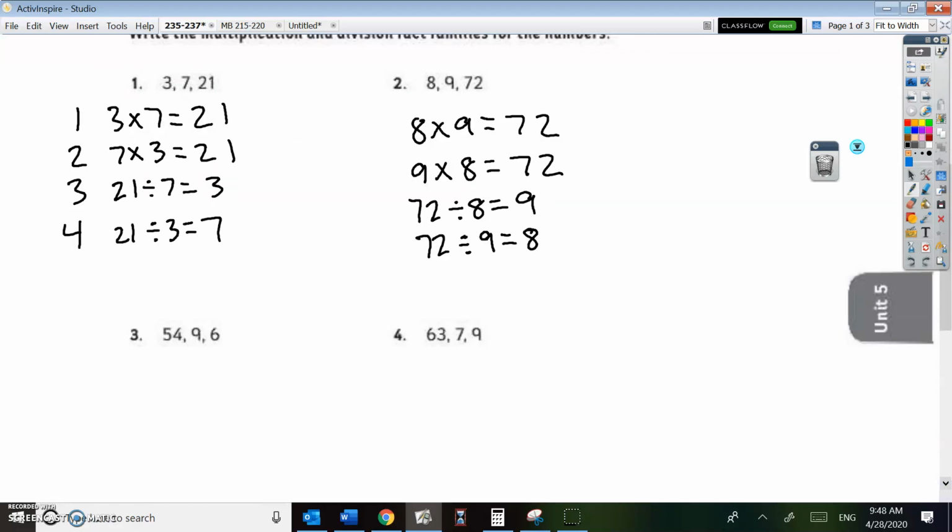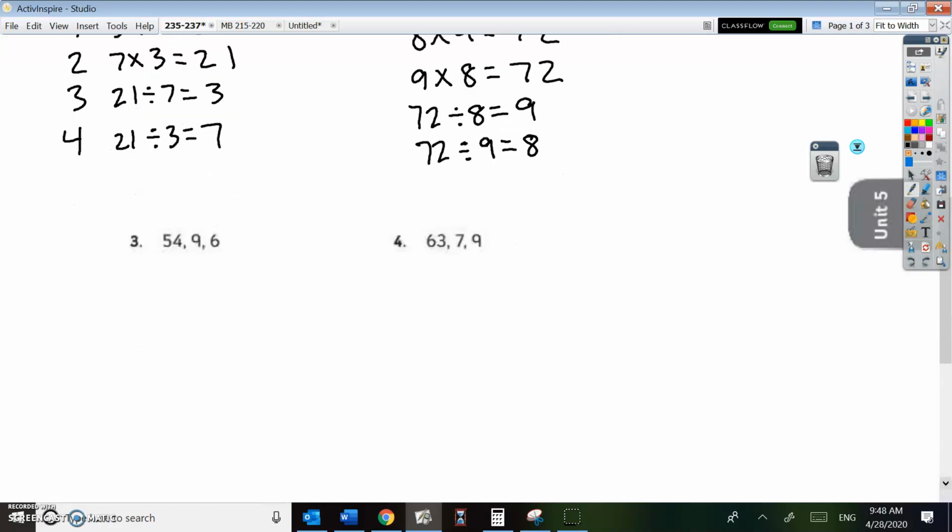Same thing for problems 3 and 4. Pause the video and work the problems first if you haven't already, and then check with my work. Switch and make your division problems.